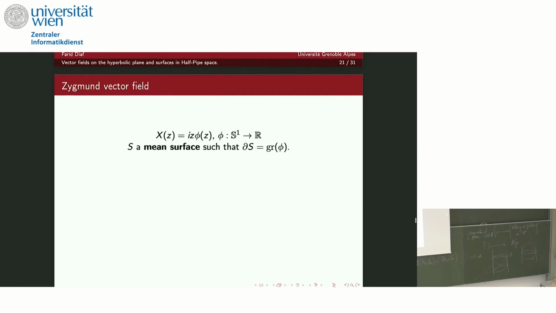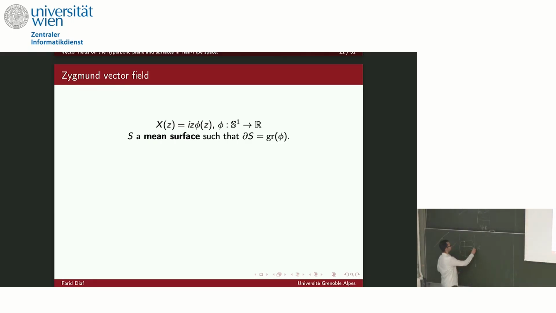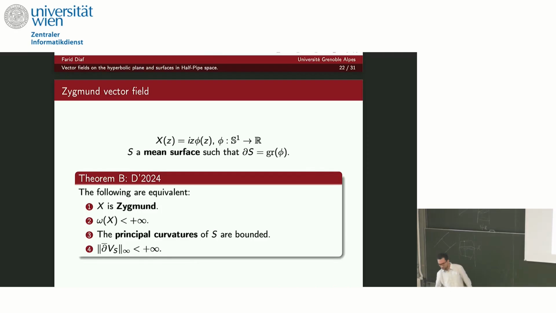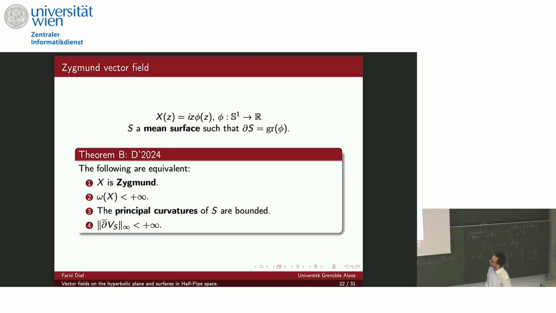Okay, so here are the results. We take a vector field X, and we take S to be the mean surface, okay? This surface of 0 mean curvature asymptotic to my. And then we have the following. So the following are equivalent. So X is a Zygmund vector field. The width is finite. So the width is finite precisely when we have a Zygmund vector field. The principal curvatures of S are bounded. So these are functions on S, okay? They are bounded. And also the d-bar of Vs. So Vs is the vector field, remember Vs is the vector field that we construct from a surface. And here S is the mean surface, so it's a harmonic Lagrangian vector field. Is bounded. Okay? These are characterizations of Zygmund vector fields.